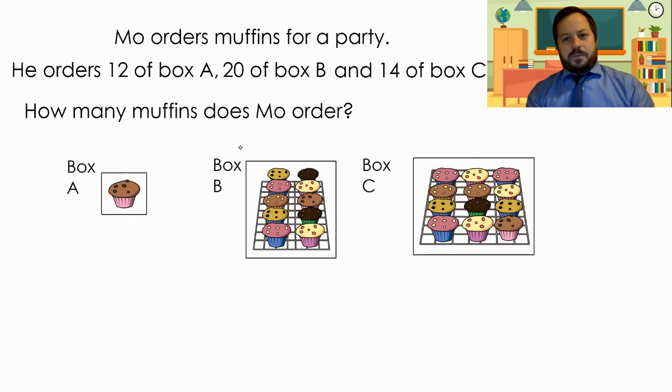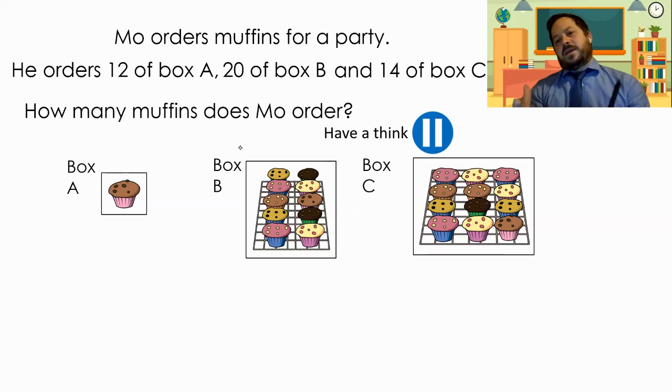Here's another question for you. Mo orders muffins for a party. He orders 12 of box A, 20 of box B, and 14 of box C. How many muffins does he order in total? So first we need to check how many are in each box. We've got 1 in box A, we've got 1, 2, 3, 4, 5, 6, 7, 8, 9, 10 in box B, and in box C we have 12. So have a think, try and work it out, and then we'll talk it through.